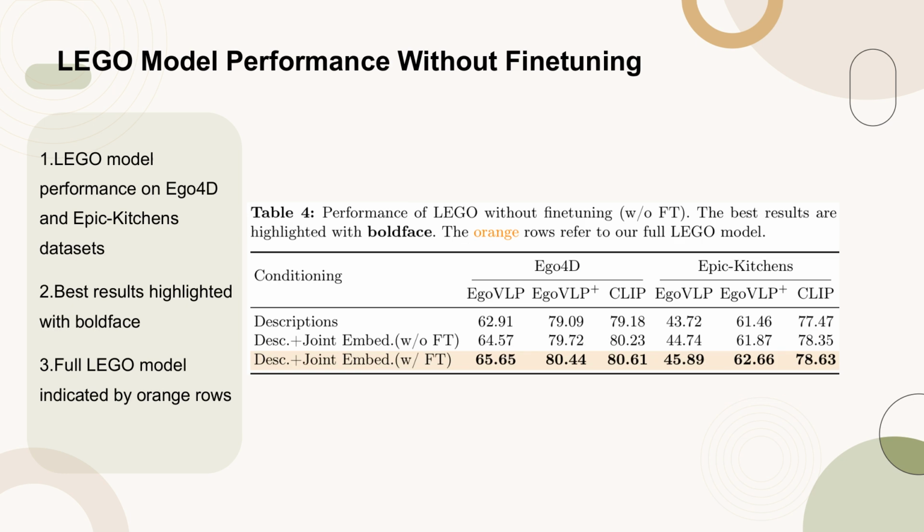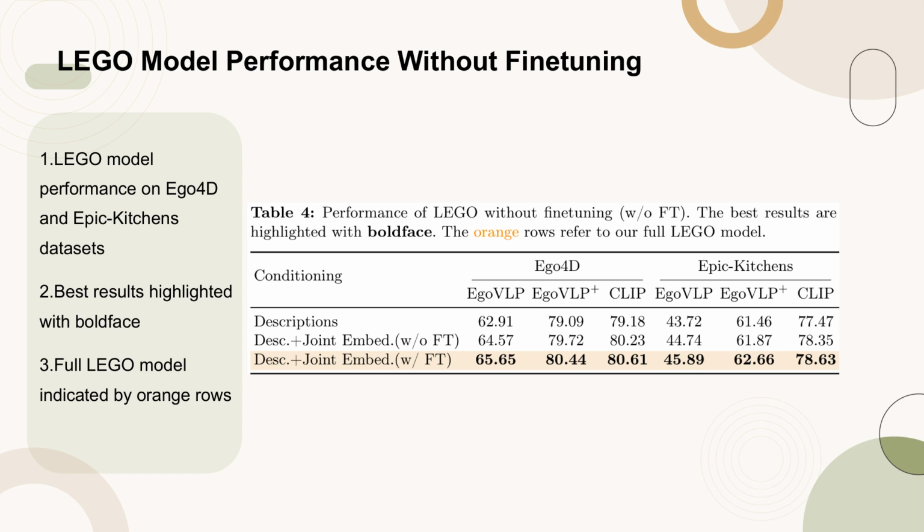Table 4 presents the performance metrics of the LEGO model without fine-tuning, without FT, across two datasets, Ego4D and Epic Kitchens. The table showcases the win rates for different conditioning methods, with the best results highlighted in boldface. Notably, the orange rows represent the performance of our full LEGO model. This data underscores the effectiveness of the full LEGO model in achieving superior results, particularly when enriched action descriptions and joint embeddings are utilized. The table serves as a comprehensive evaluation tool, illustrating the impact of various conditioning strategies on model performance.